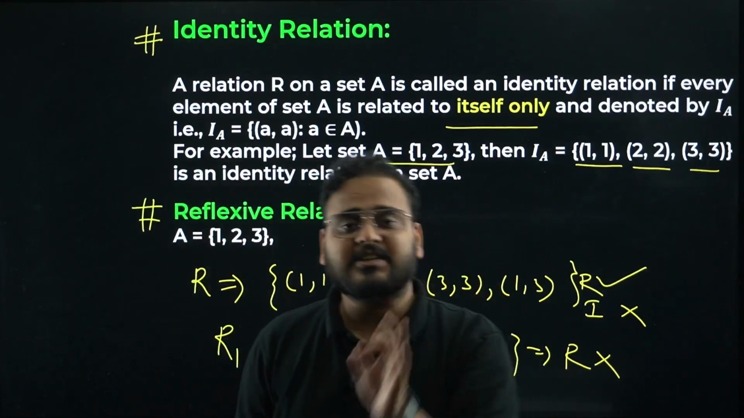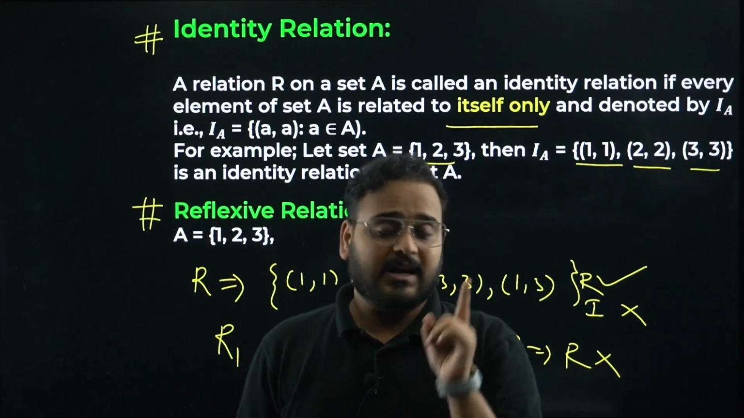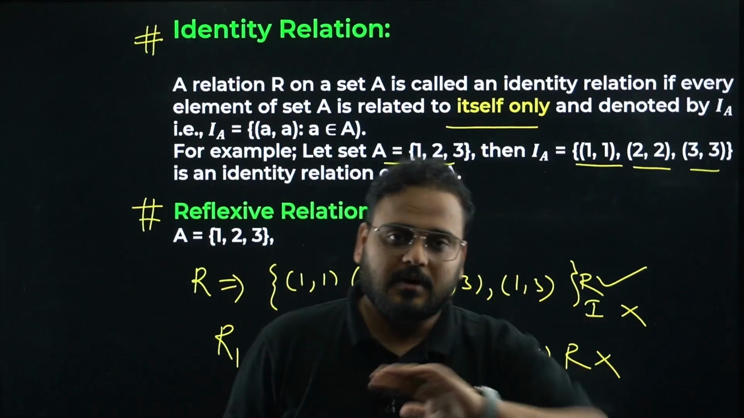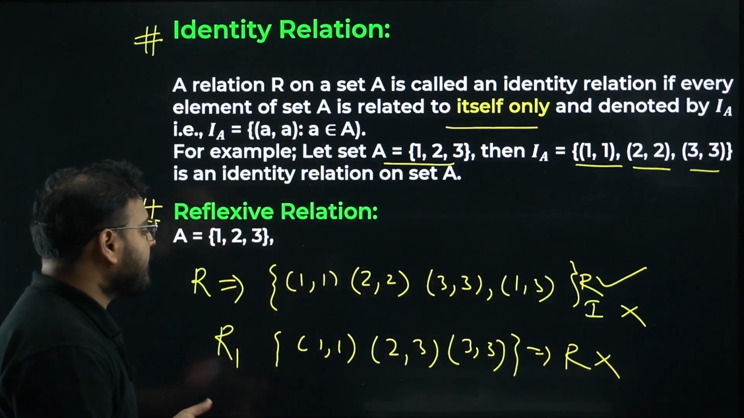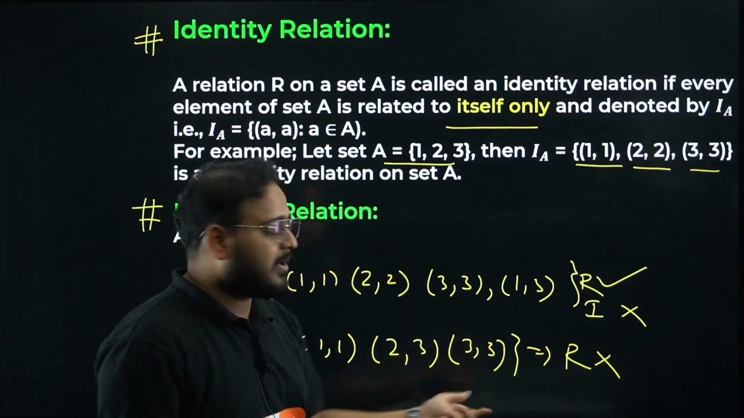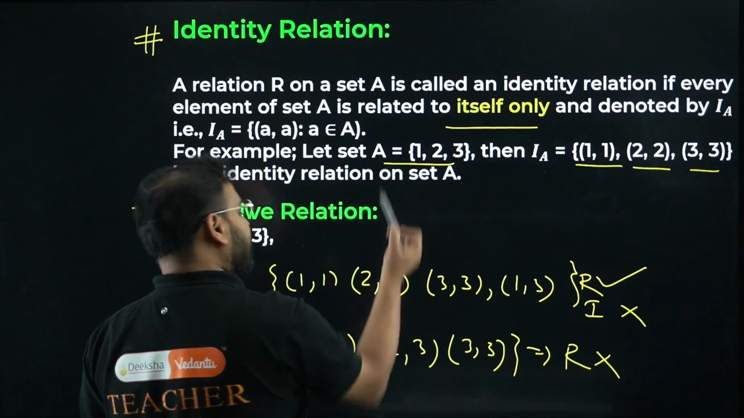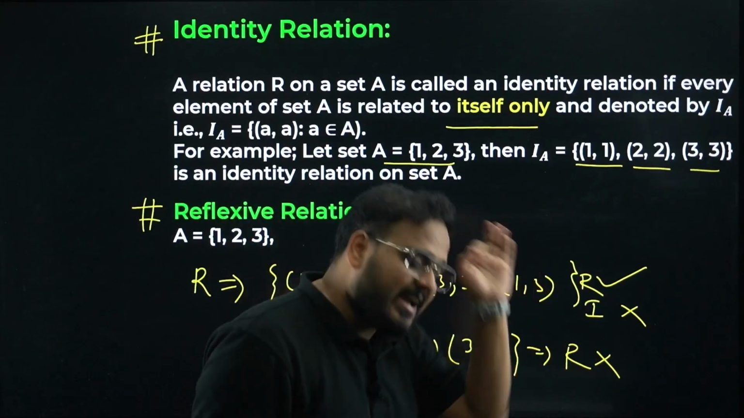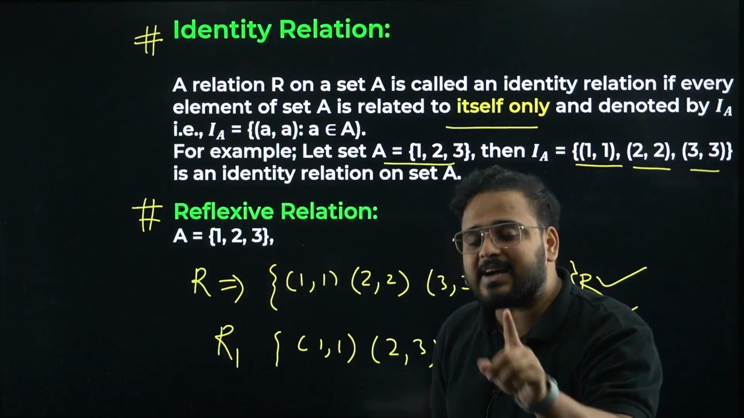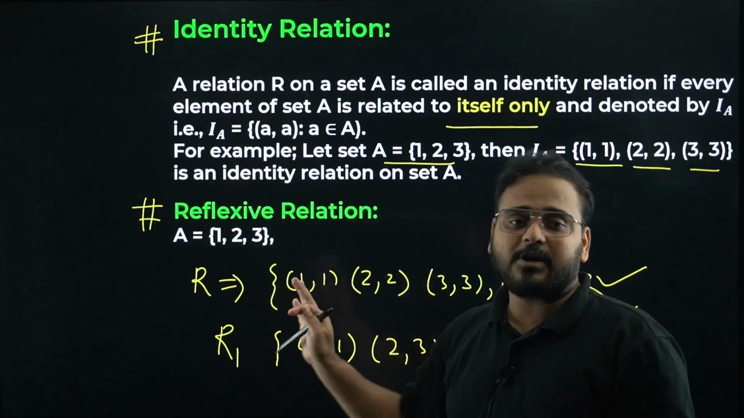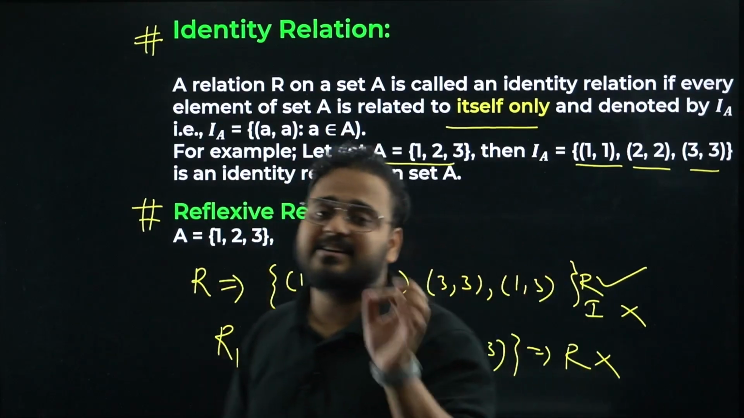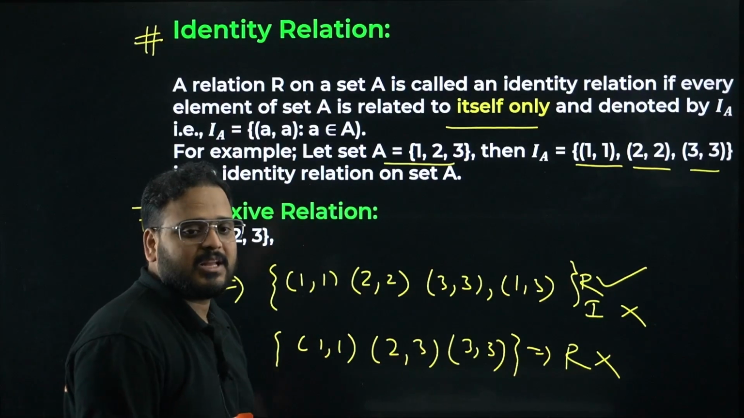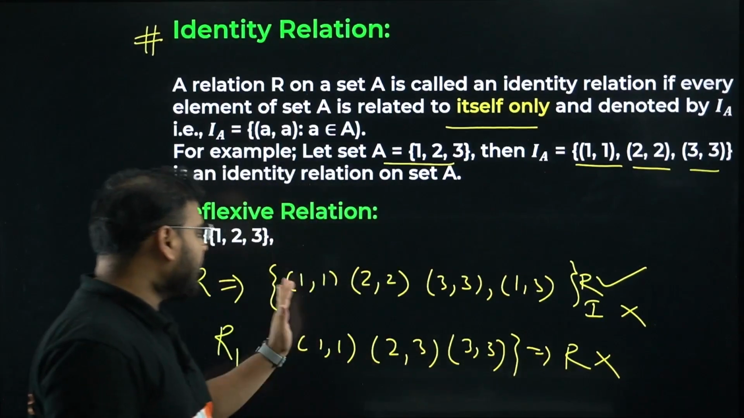Means all reflexive relations will be identity relations. I'll repeat myself: all identity relations will be reflexive, but not vice versa. Otherwise, not possible. So 1 1, 3 3 is okay, but 2 2 is missing. If I'm writing for the set A, I must have 2 2 over here. If it's not there, it means not reflexive. For every element in the given set, reflexive is only possible if you have the identity validated. Check here, 2 2 is missing. That's why not reflexive.